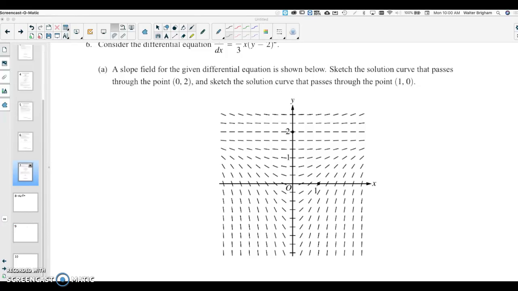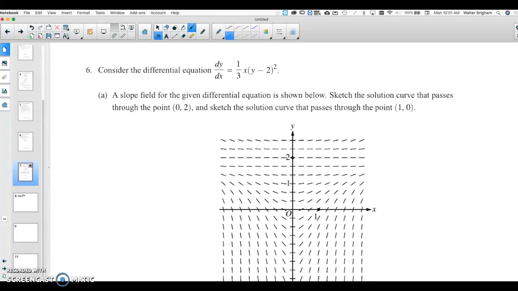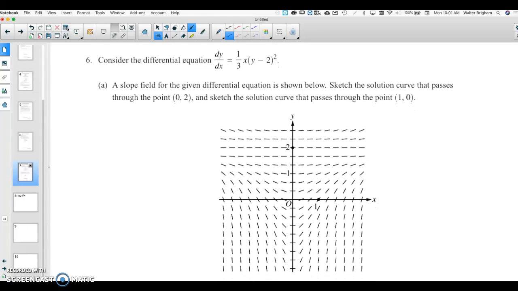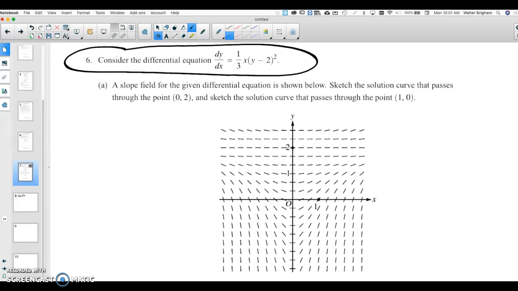Okay, ladies and gentlemen, here we are with the 2018 AP number 6 question for tonight. There's going to be one like this on pretty much all the AP exams. So let's get started. Consider the differential equation dy/dx equals 1/3 x (y minus 2) squared. So already I probably know there's going to be a slope field somewhere along the line. There's also probably going to be a solve the differential equation problem, and we will go from there.